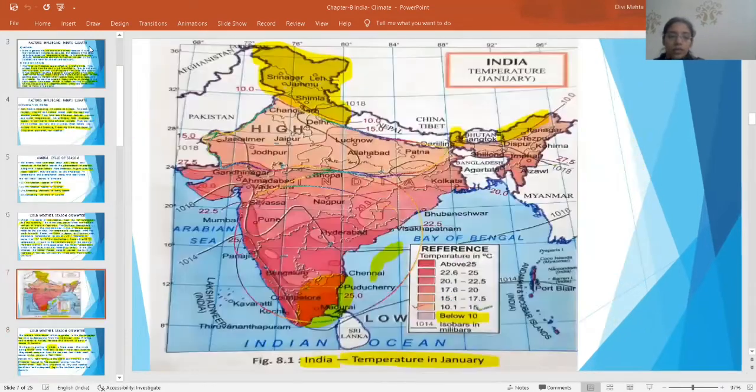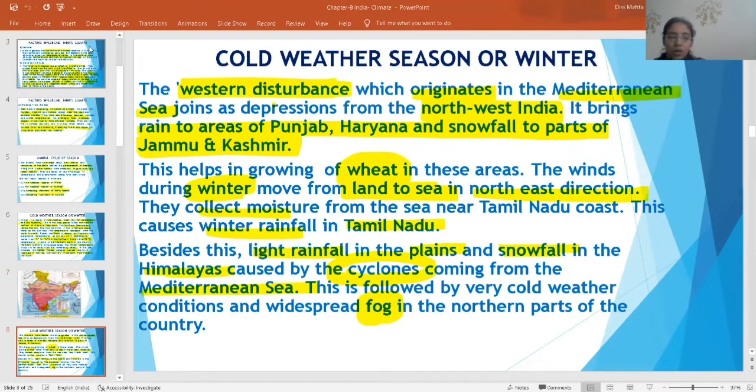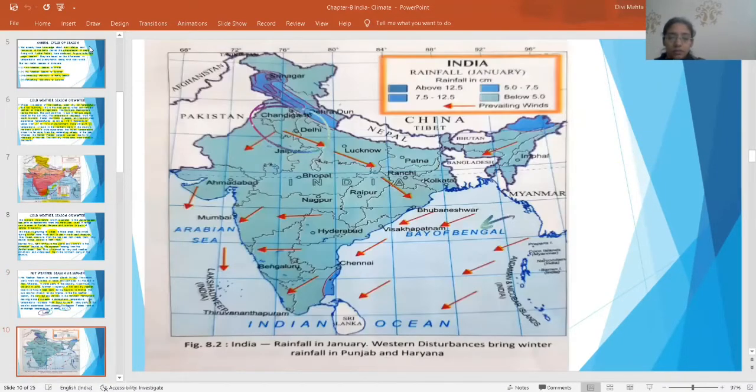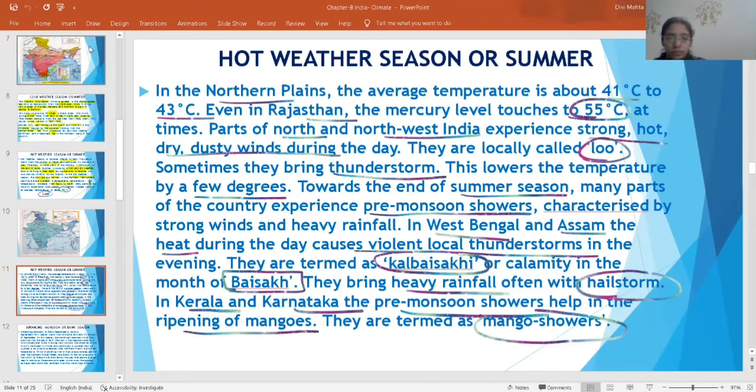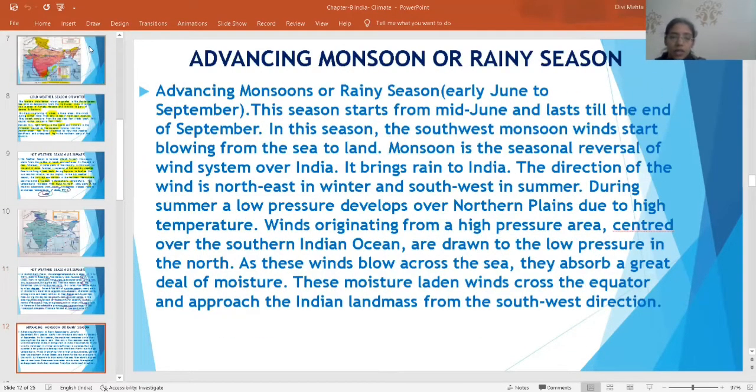This was about the cold weather season, the temperature in January map, cold weather season, western cyclonic disturbances, hot weather season. Now today we have to start with the advancing monsoon. So I hope you have opened your books. Let us start.